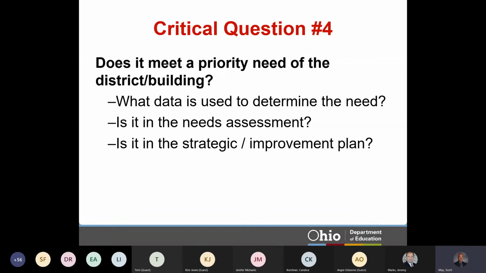So critical question number 4: does it meet the priority need of the district or building? Again, this goes back to the comprehensive needs assessment we talked about earlier. What data is used to determine the need? Is this in the needs assessment? Remember, we're doing building and district level needs assessments. And is it in the strategic or improvement plan that we were working on? Things need to be data driven and quantifiable. Building a comprehensive plan is important as we fund it with federal dollars.